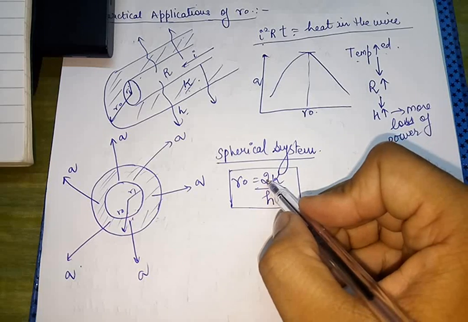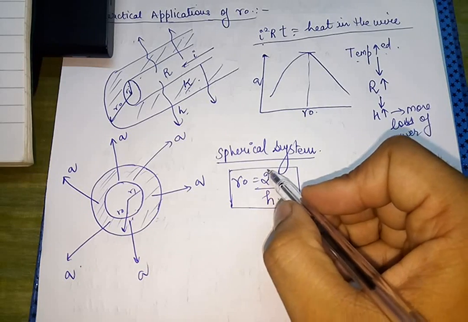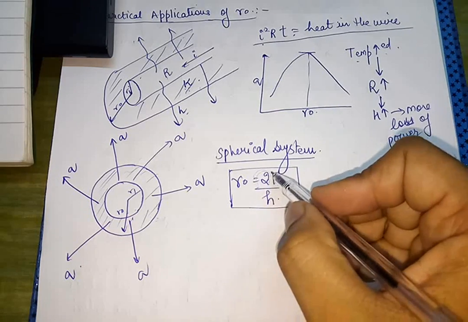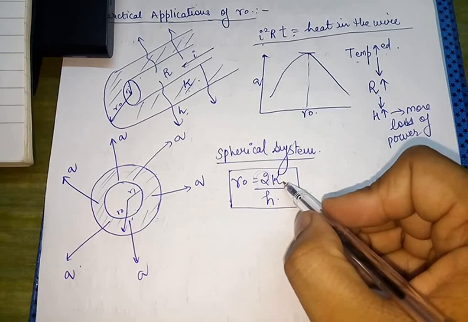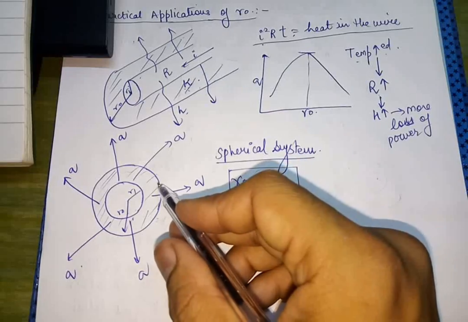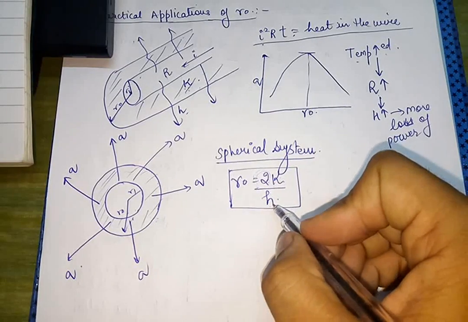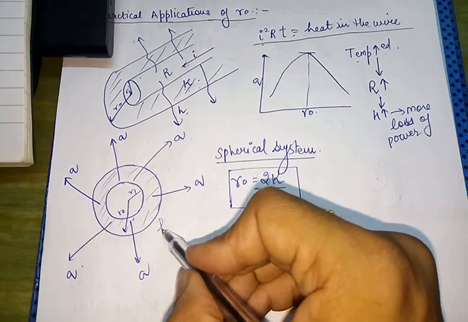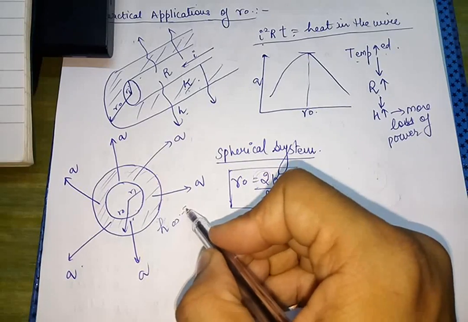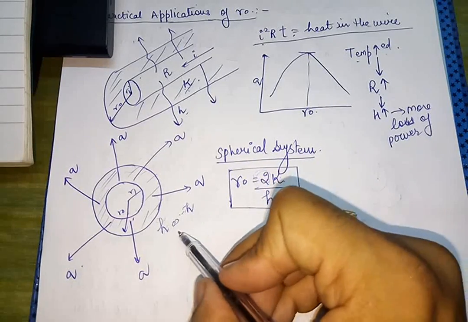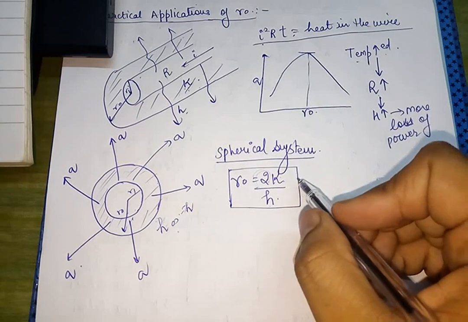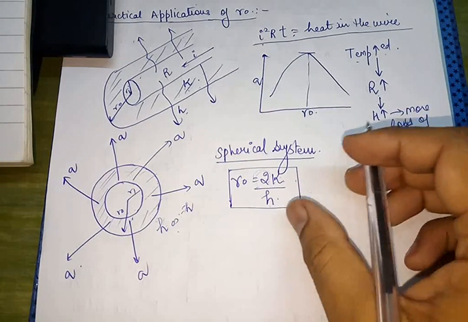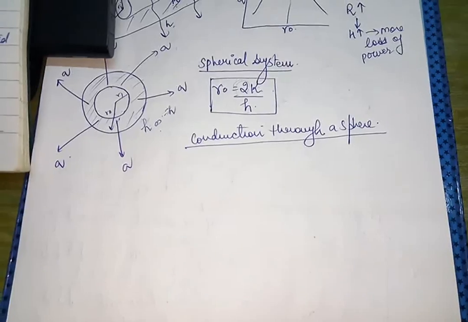If we compare it with the previous formula, it is 2 times the previous formula, that is, R0 equals 2k upon H. K is the thermal conductivity of the insulation wrapped around it, and H is the convective heat transfer coefficient of the ambient. If any value is asked, we will simply put it in and get the answer.